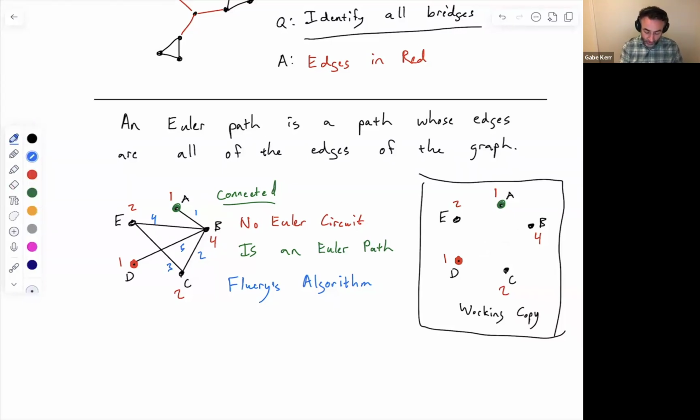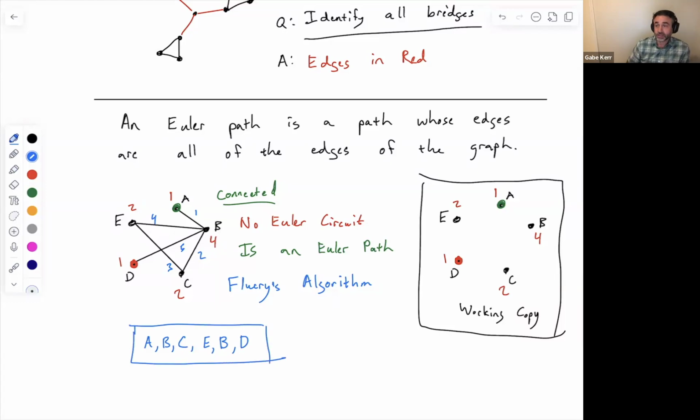And now, if you want, you can just delete the right-hand side and write out what's happened. Let's just double check when we trace it out. We trace it, we go 1, 2, 3, 4, 5. That is a path, and nothing's overlapping, and it hits every single edge of the graph. That means it's an Euler path. If I were to write it out in terms of a sequence of vertices, I would write A, B, C, E, B, D. And that would be an Euler path for this example.